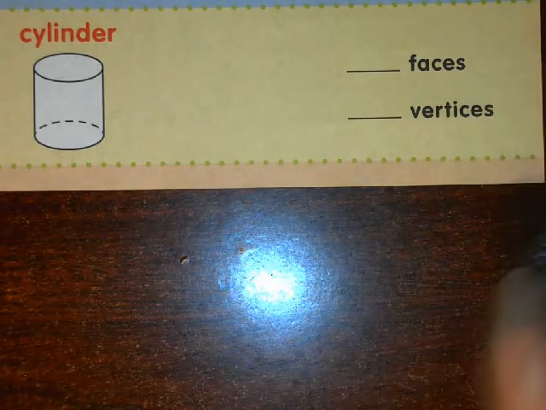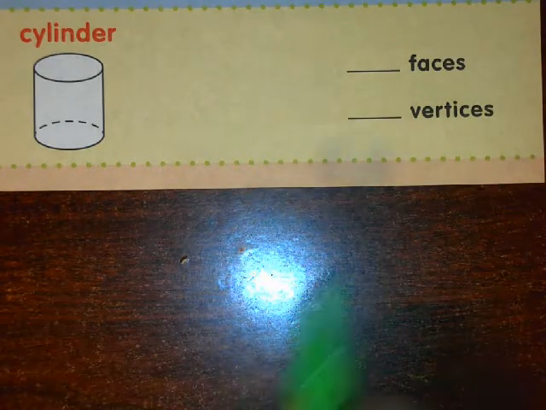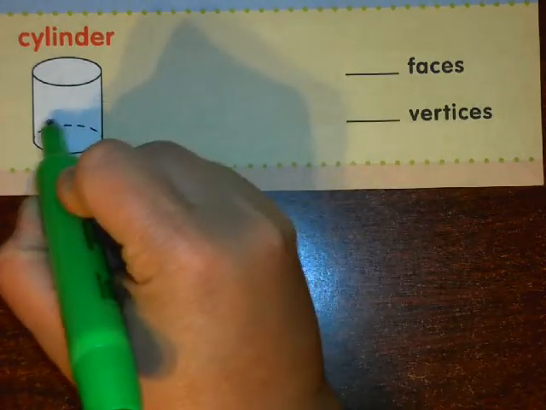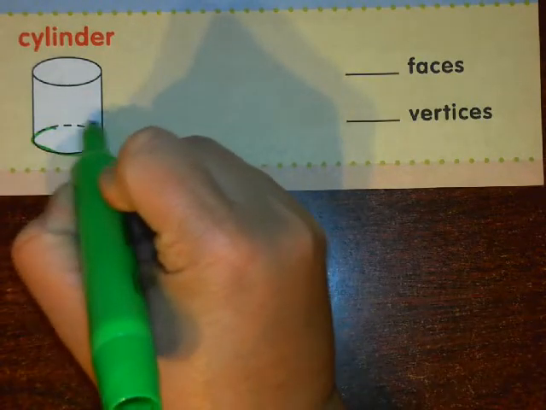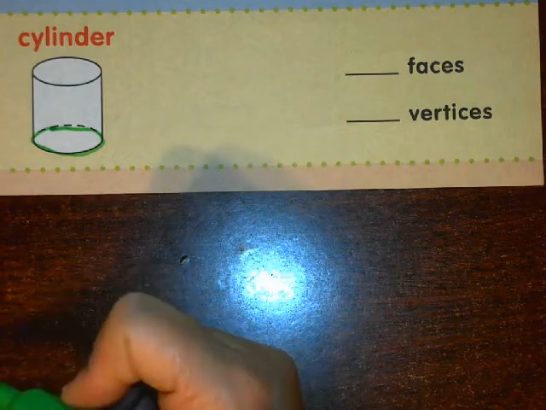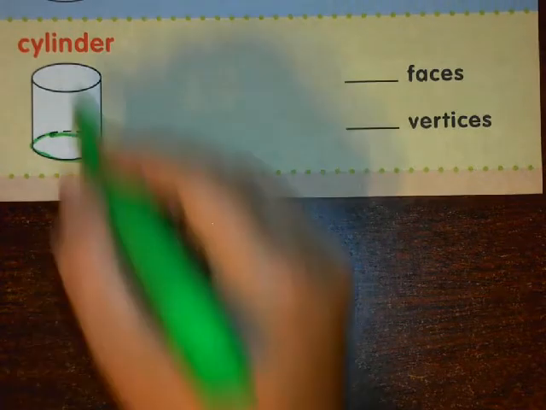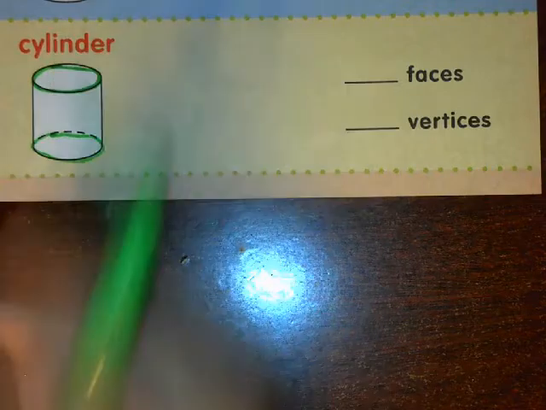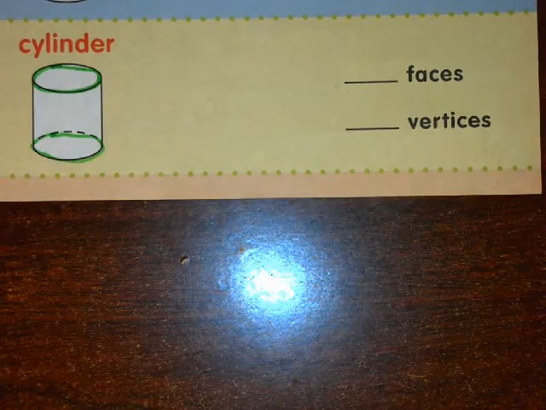Okay, let's see how many faces we can find. So I already see one circle face down here. So here's a face. Do you see any other faces? If you said this one up here, you are correct. So it has two circle faces.